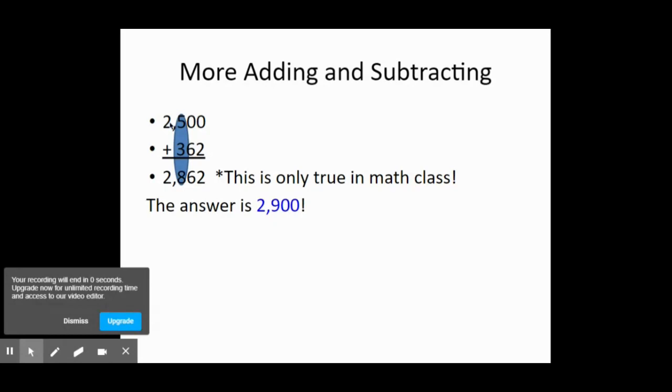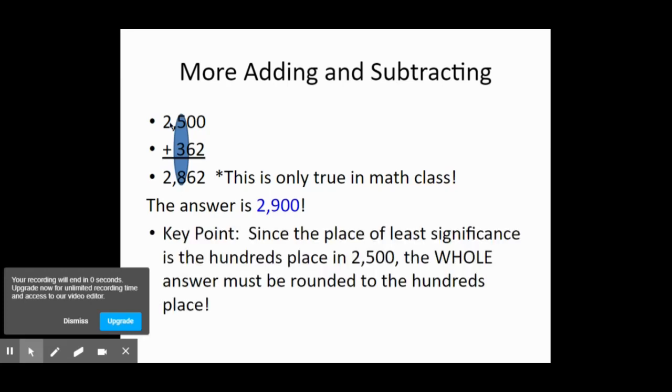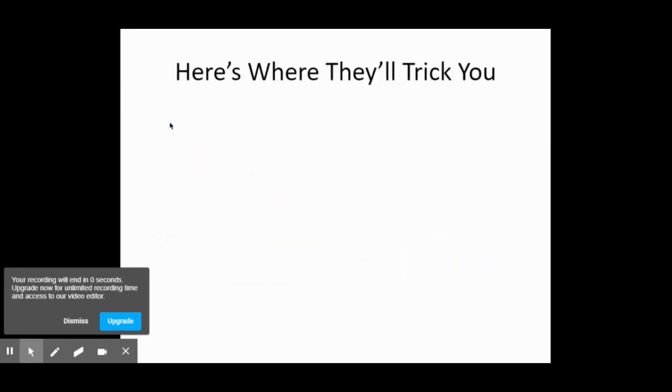So in math, your answer is 2,862. In chemistry, because of sig figs, the answer to this math problem would be 2,900. The place of least significance is in the hundreds place, so you have to round the whole answer to the hundreds place. You will be very frustrated at times during the year because of that. That's why it's also important to use excellent glassware and tools and use them properly so that you can keep as many significant places as you can.